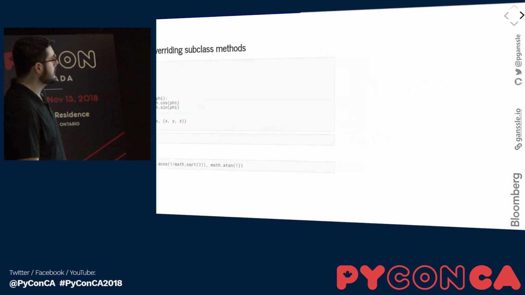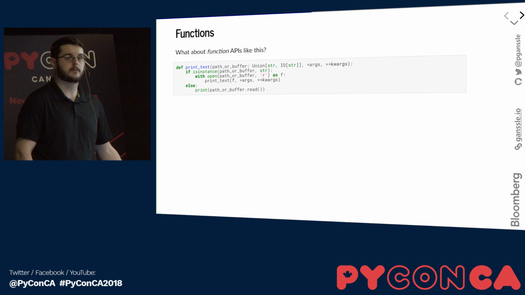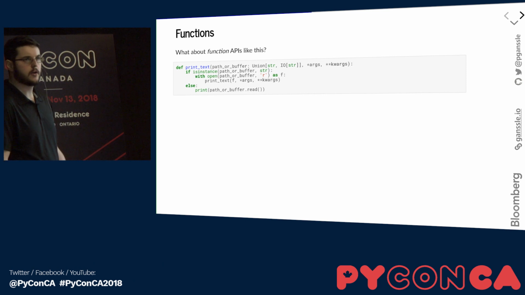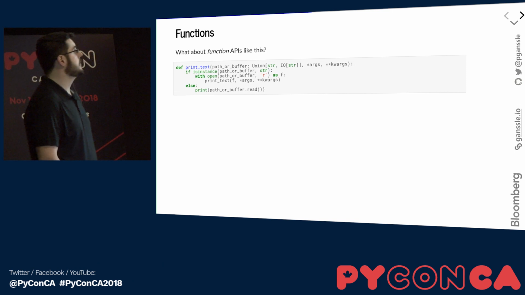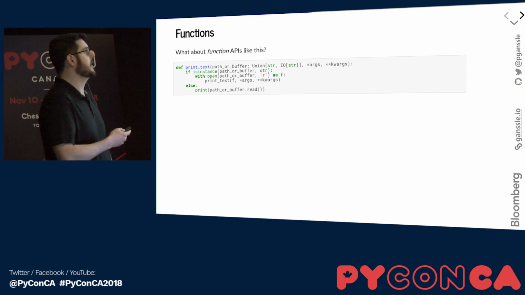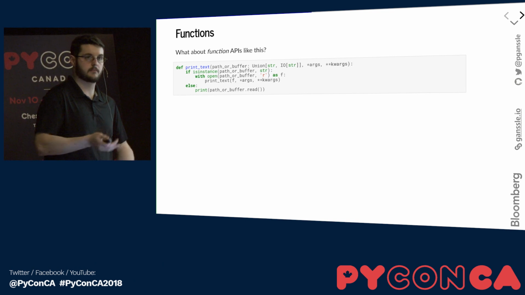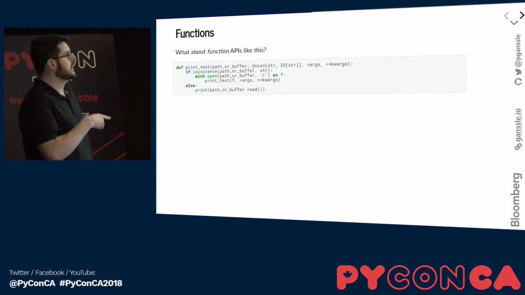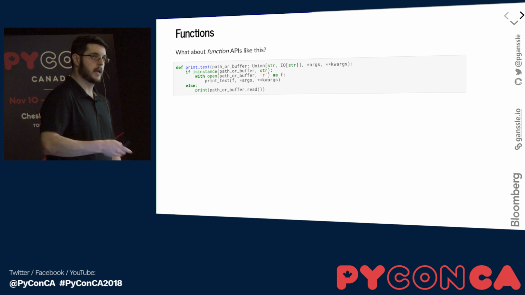All right, so far we've just been talking about classes, but some of my examples before were not classes, they were functions. And you can't really make alternate constructors for functions, right? But you still have problems. So sometimes you see an API that looks like this. I think this is fairly common. This is a contrived version of it, but this is a function called print_text, and it takes either a path or a buffer, like some sort of stream. If you pass it a stream, it will just read what's in the stream and print it.